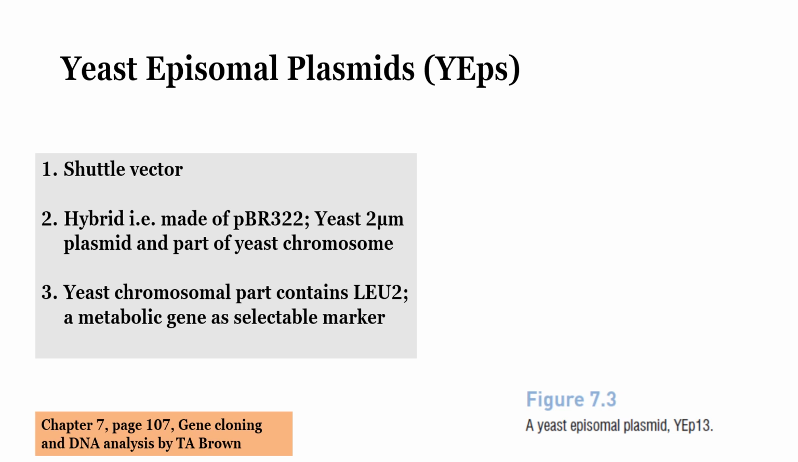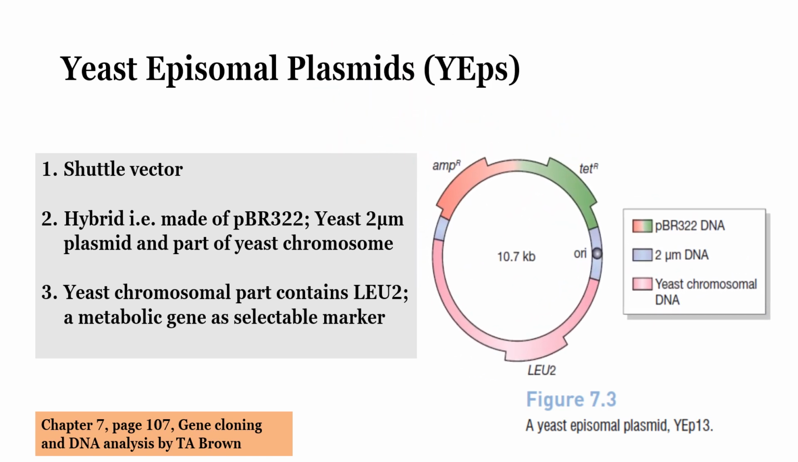So let's just have a look at this vector. You see, half of it is composed of pBR322. We have studied pBR322, and we know that it has an ampicillin resistance gene and a tetracycline resistance gene. Then you see this gray portion is the origin of replication taken from the 2 micron plasmid, and here again some portion from the 2 micron plasmid, and the rest has a yeast chromosomal DNA portion carrying the gene LEU2.